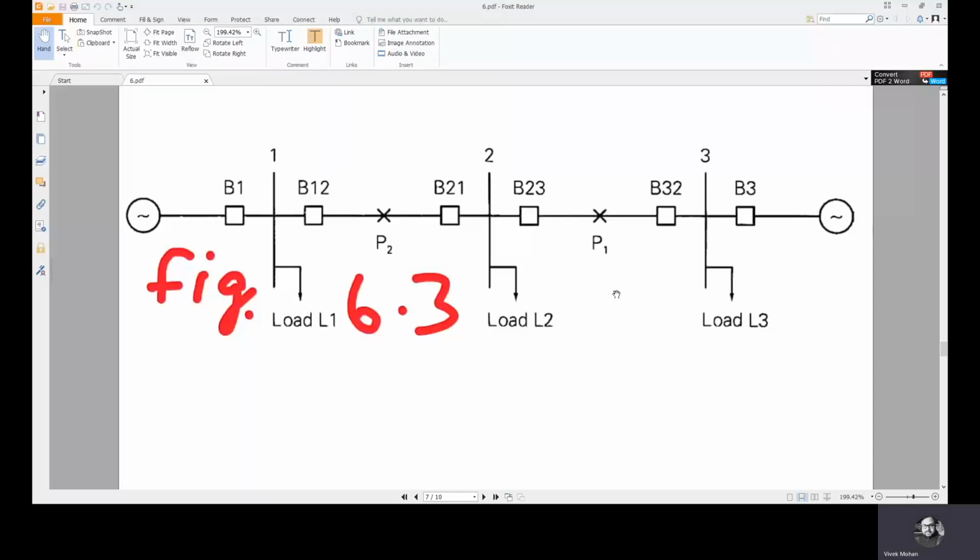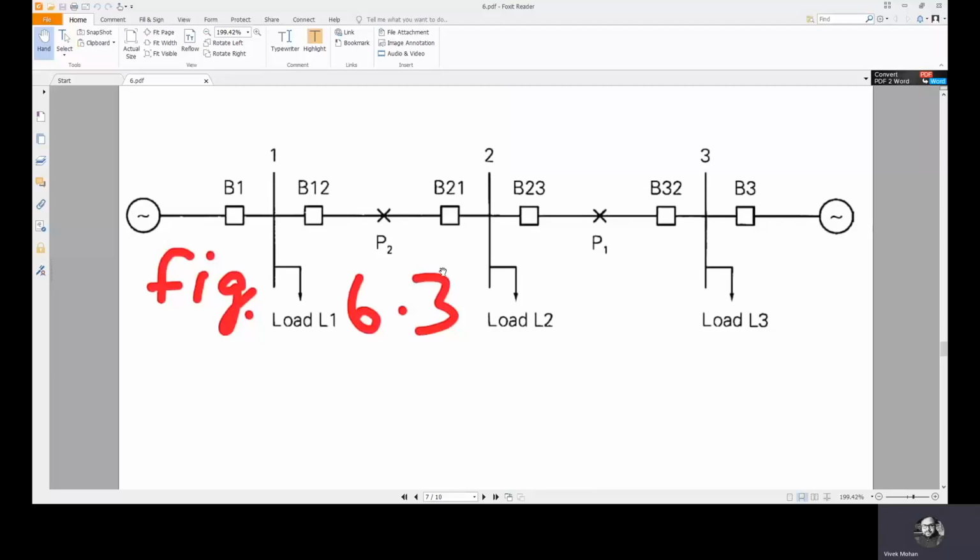Okay, now consider a fault at P2. What happens if the fault is at P2? Then breaker B23 will open faster than B21. Here, breaker B23 is already set faster than B21. So what will happen? Load L2 will be disconnected. So when a fault can be fed from both the left and right, overcurrent relays cannot be coordinated. However, directional relays can be used to overcome this problem. Now we'll see how the directional relay overcomes this problem with the same system.